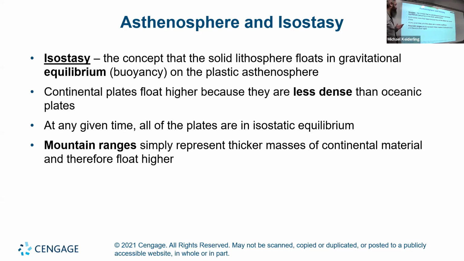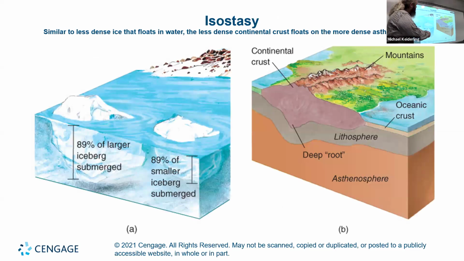And mountain ranges represent thicker masses of continental material, and therefore they float higher up. They also penetrate further down as well. So when you have a mountain range, if you look at the top of the lithosphere, it's going up, but if you look at the bottom of the lithosphere, it's also dipping down. Like this. You see there's this root. You have the top up here, but you also have a root down here. Much like the way that less dense ice floats in water, less dense continental crust floats on the atmosphere.